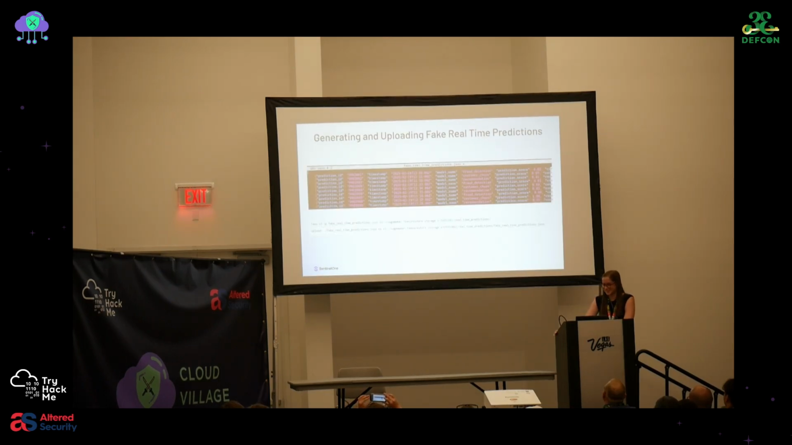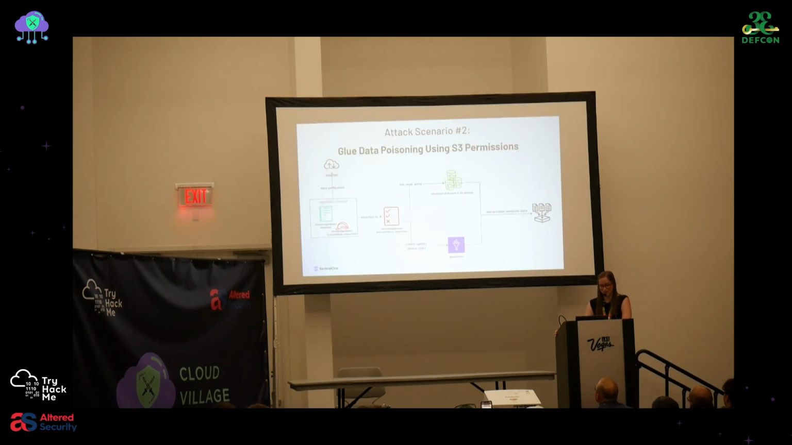I created new real-time predictions exactly with the same structure, and then I uploaded it, and yeah, that was the second attack scenario. Again, it's very straightforward, and that's how funny it is, because each one of you that is using SageMaker can abuse it. It's not like a specific CVE that is already blocked. It's like a day-to-day risk. So this is the second attack scenario of the Glue data poisoning.